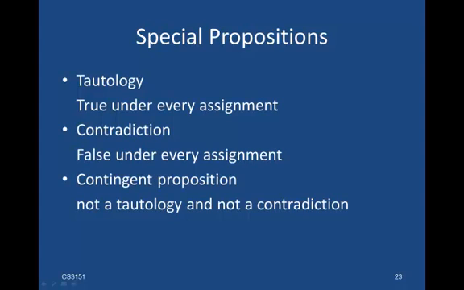If a proposition evaluates to false under every assignment to its logic variables, it's called a contradiction. If a proposition is not a tautology and not a contradiction either, then it's called a contingent proposition. In other words, a contingent proposition is true under at least one truth assignment and false under at least one other truth assignment. The next 3 slides show example propositions.